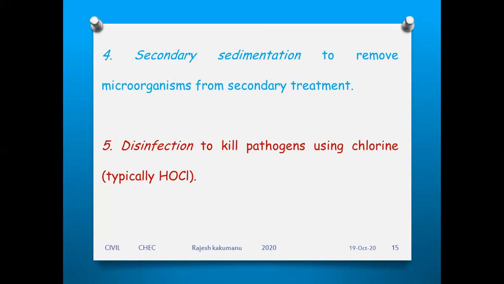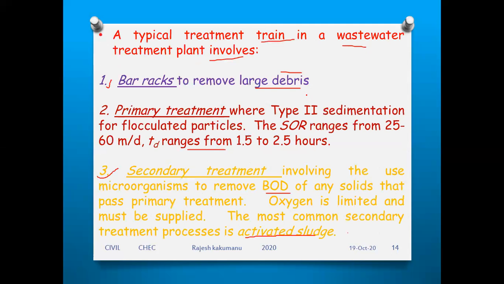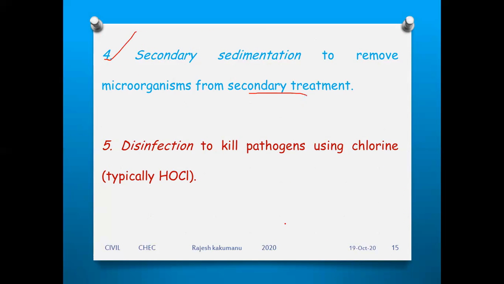Next, what is the fourth one? The secondary sedimentation, to remove microorganisms from the secondary treatment. So in the secondary treatment, the secondary sedimentation is for removing the activated sludge; the secondary sediment is removed by this. Next, the fifth one is disinfection, to kill pathogens using chlorine. Okay, disinfection to kill pathogens using chlorine material.